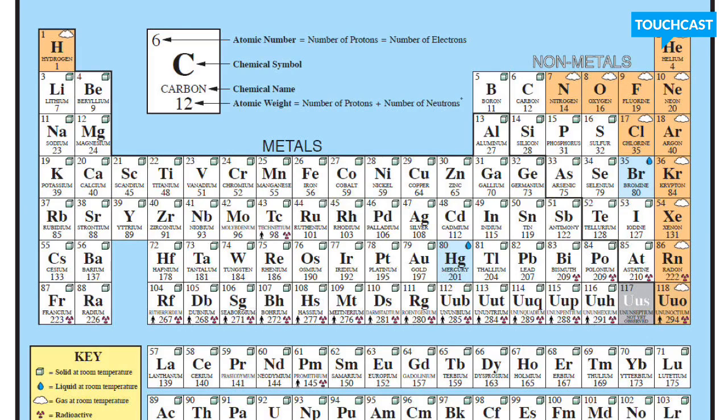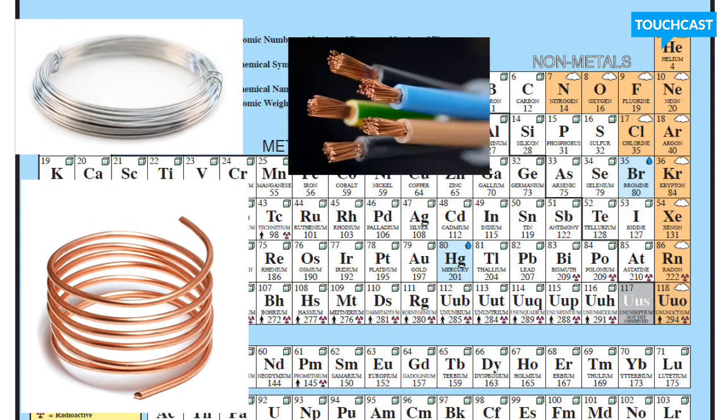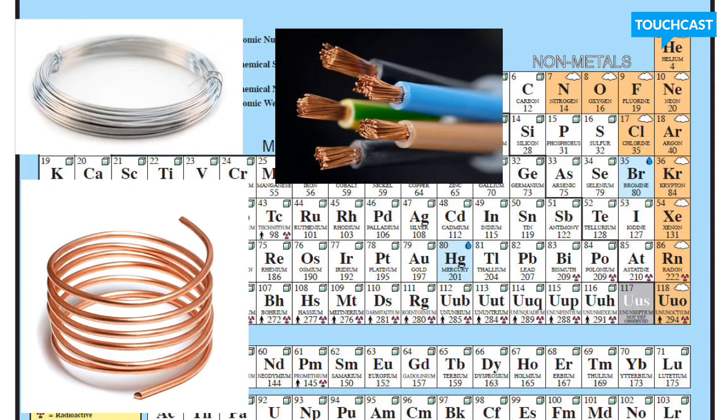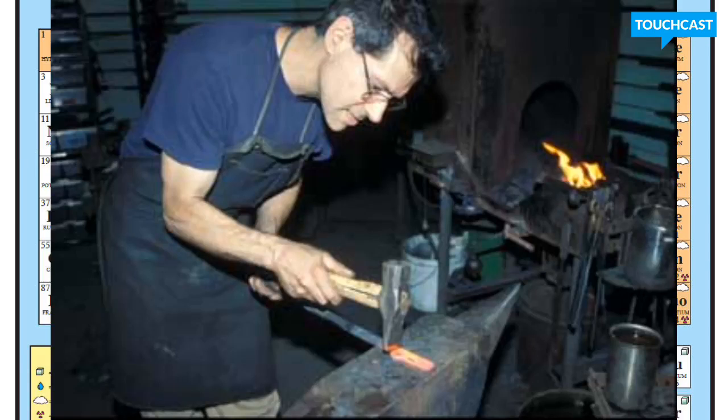All of these metals have three properties that make them known as metals. The first property is that metals are ductile. Ductile means that you can take the metal and make a wire out of it. The main reason we want to do this is for electricity. By making these metals into wires, we can conduct electricity.